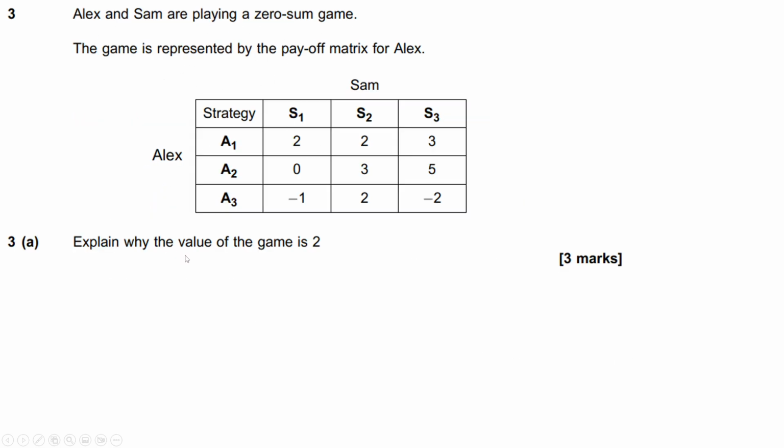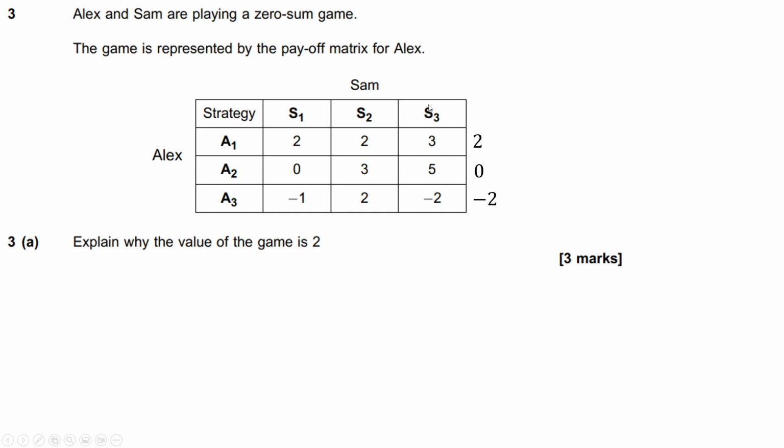We've got a zero-sum game here with Alex and Sam, and we want to find the value of the game. Right, so if we just look for maximins and minimaxes, what's the worst case scenario for Alex from here? Well, the worst case scenario is that he just gets a 2, right, because that's the least amount. With A2, the worst case scenario would be a 0. And then the worst case scenario with strategy A3 would be a -2. Right, and the best of those worst case scenarios would be 2. Right, so that is the best scenario of those 3.